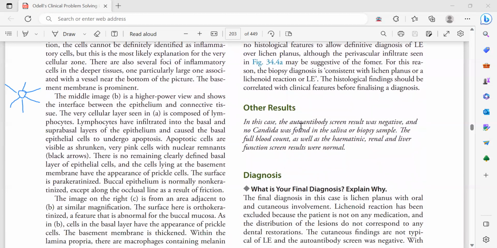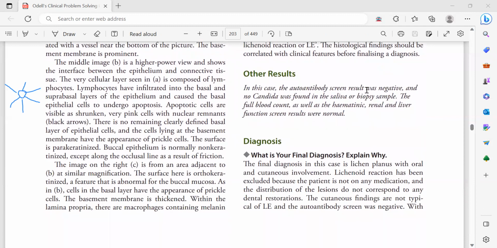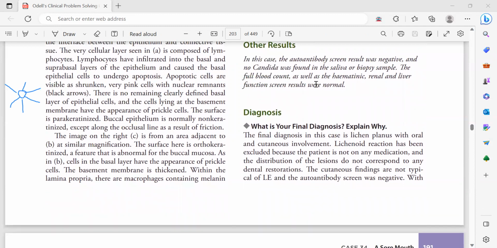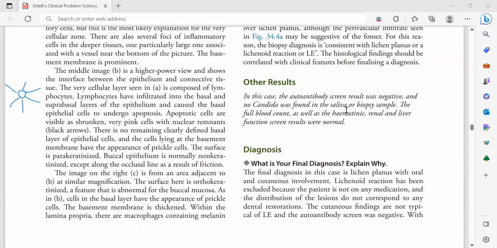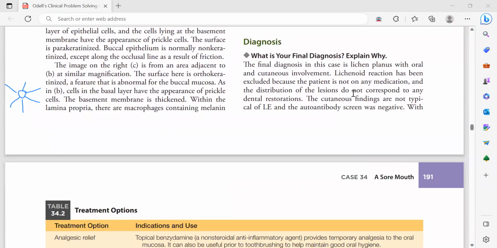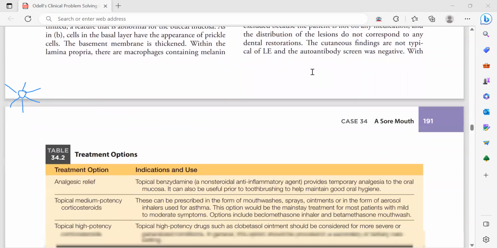Then other results, in this case the autoantibody screen result was negative and no candida was found. The full blood count as well as the hematinics, these are the tests that they do in the UK. They can do it as a general dentist, but here in Australia you just need to refer the patient if you are suspecting any oral lichen planus. The final diagnosis is lichen planus with oral and cutaneous involvement.